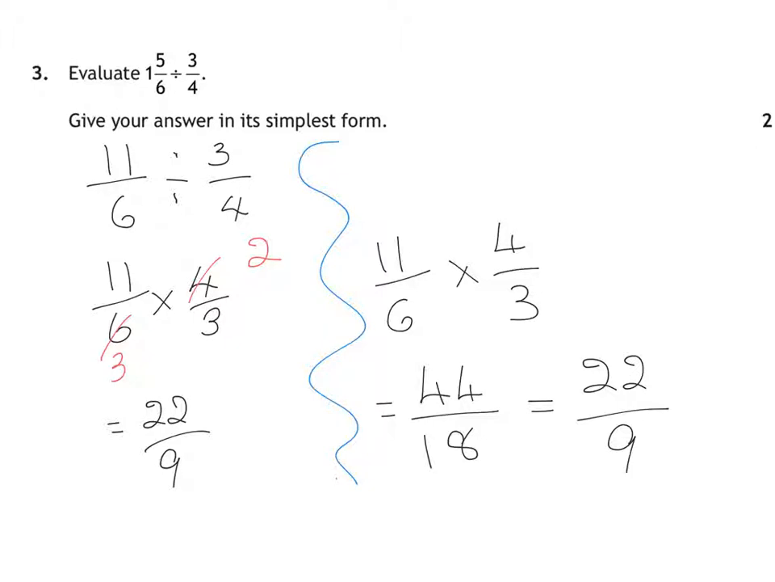Right, marking wise, you get a mark for getting to this stage. So you need to be able to change your mixed into a top heavy and know how to divide, i.e. flip your second fraction and change. Your second mark comes for your 22/9.